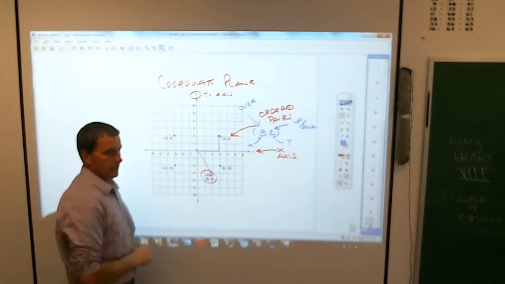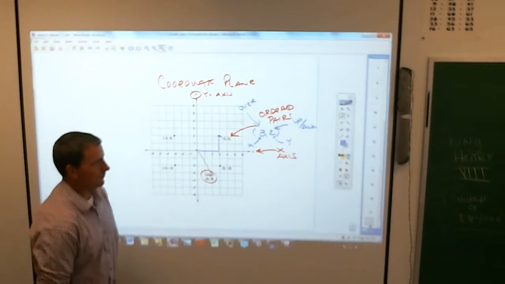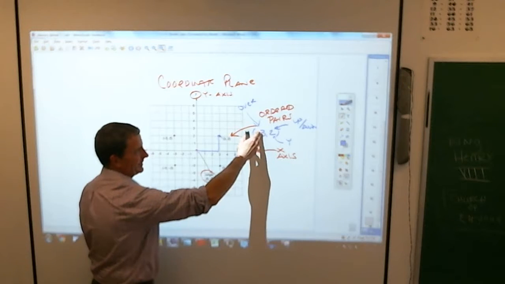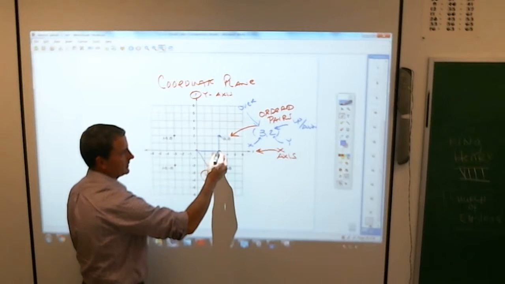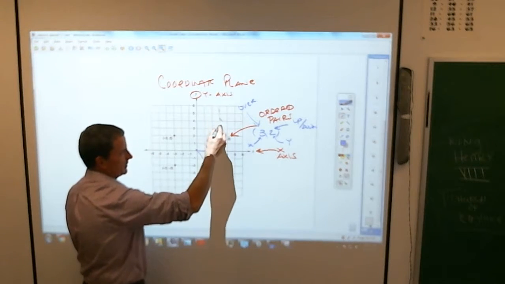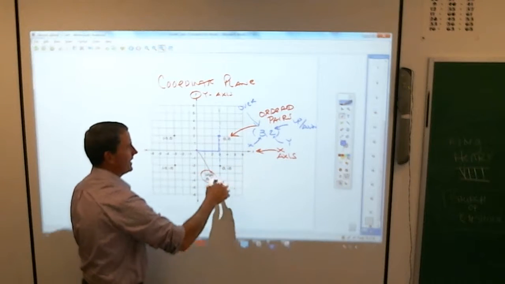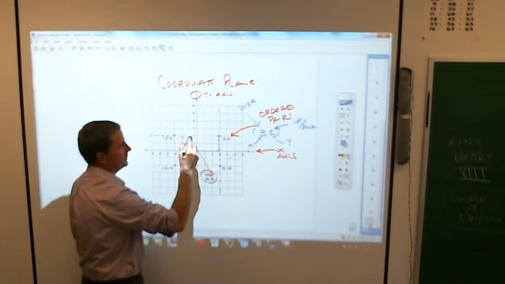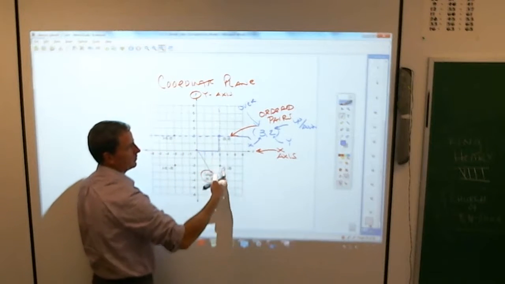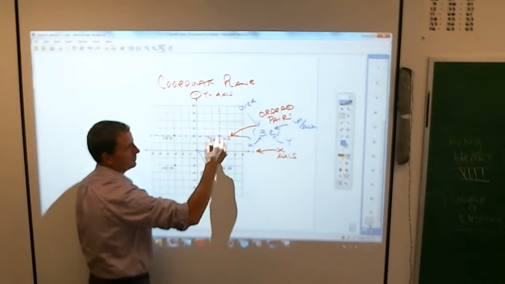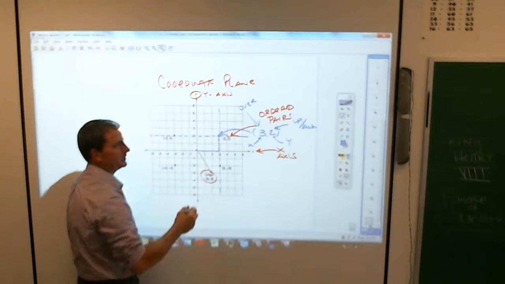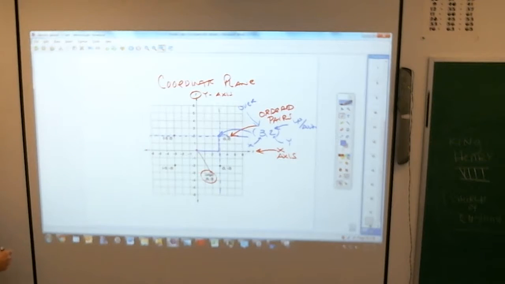Another way to think about it is you can find x, 3 on the x-axis. Right here's 3 on the x-axis. That is all these points right here. 2 on the y-axis is all these points right here. And the place where those two cross, the 3 and the 2, is the point that stands for that.